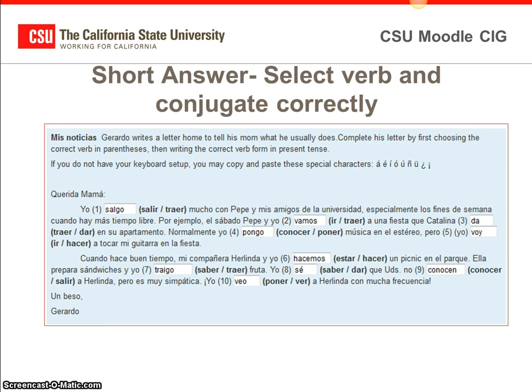This one gets a little bit more difficult because now the student has to select the correct verb from a choice of 2 and then determine what the correct form is based on the subject.